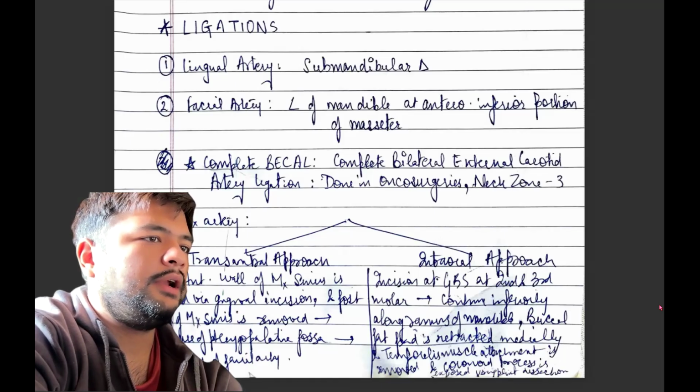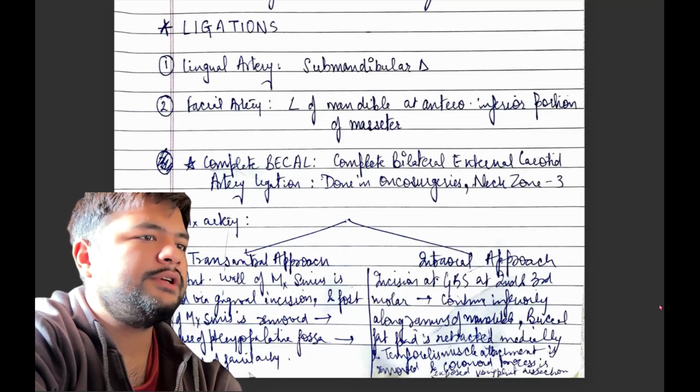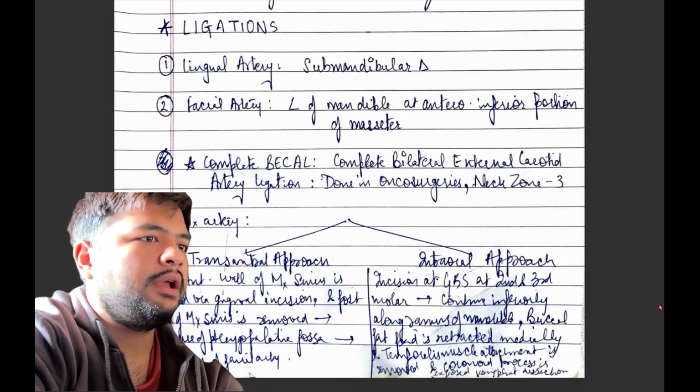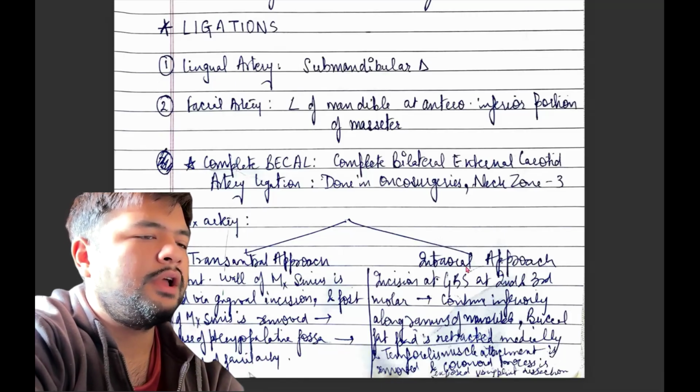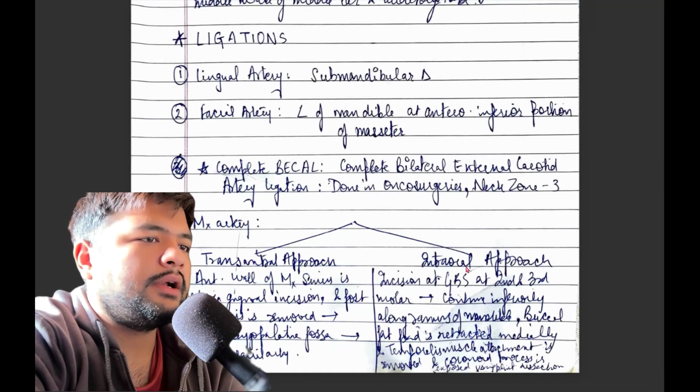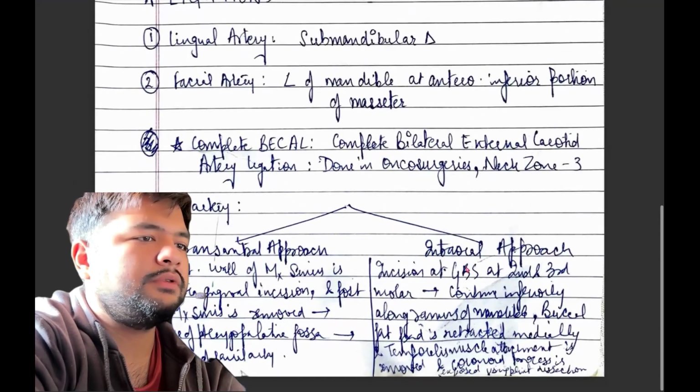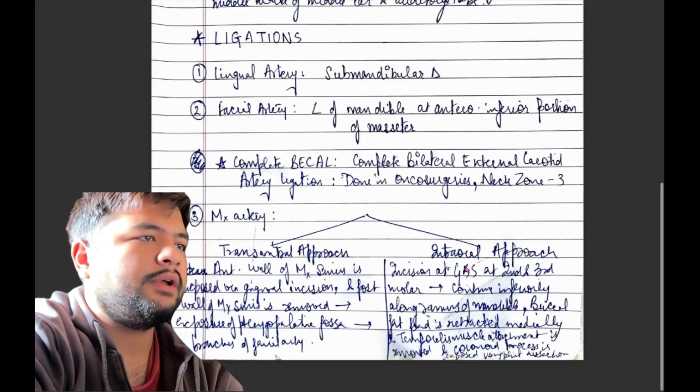Then coming to the intraoral approach: the incision is made at the gingivobuccal sulcus at the second and third molar and continued inferiorly along the ramus of the mandible. The buccal fat pad is retracted medially, the temporalis muscle attachment is removed, and the coronoid process is exposed using blunt dissection.